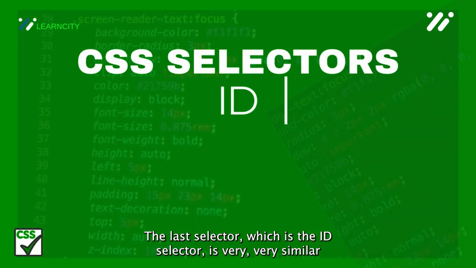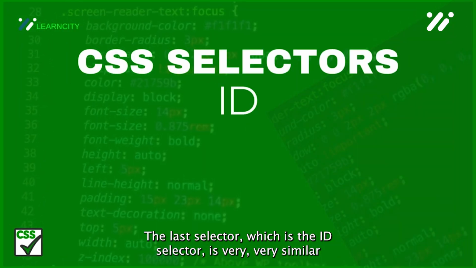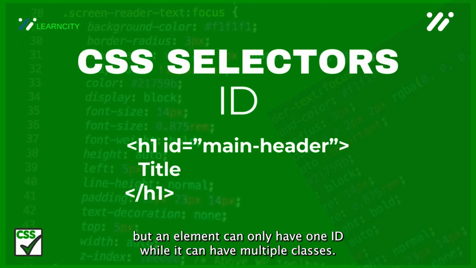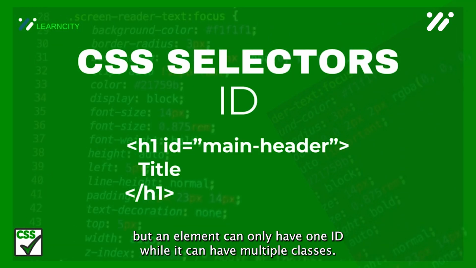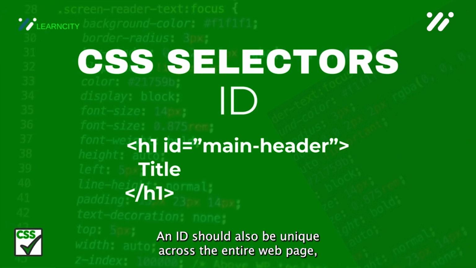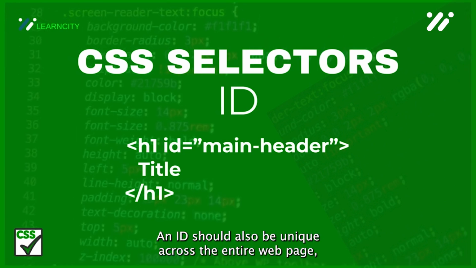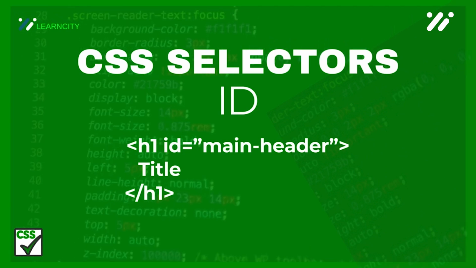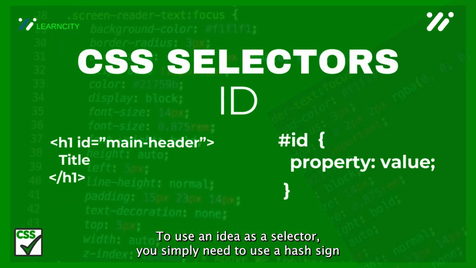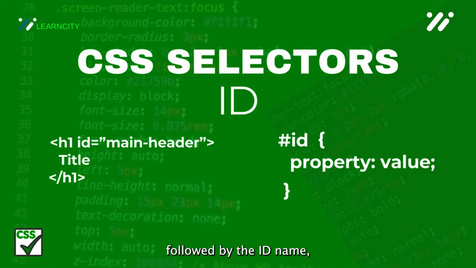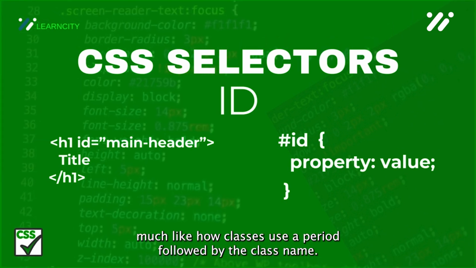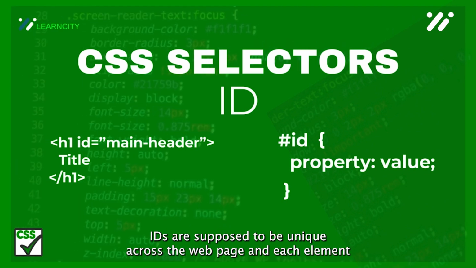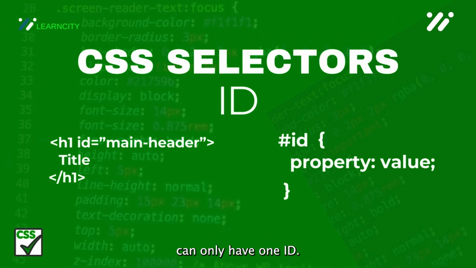The last selector, which is the ID selector, is very similar to the class selector in that it is an HTML attribute, but an element can only have one ID while it can have multiple classes. An ID should also be unique across the entire web page, but HTML does not entirely enforce it. To use an ID as a selector, you simply need to use a hash sign followed by the ID name, much like how classes use a period followed by the class name. IDs are supposed to be unique across the web page, and each element can only have one ID.